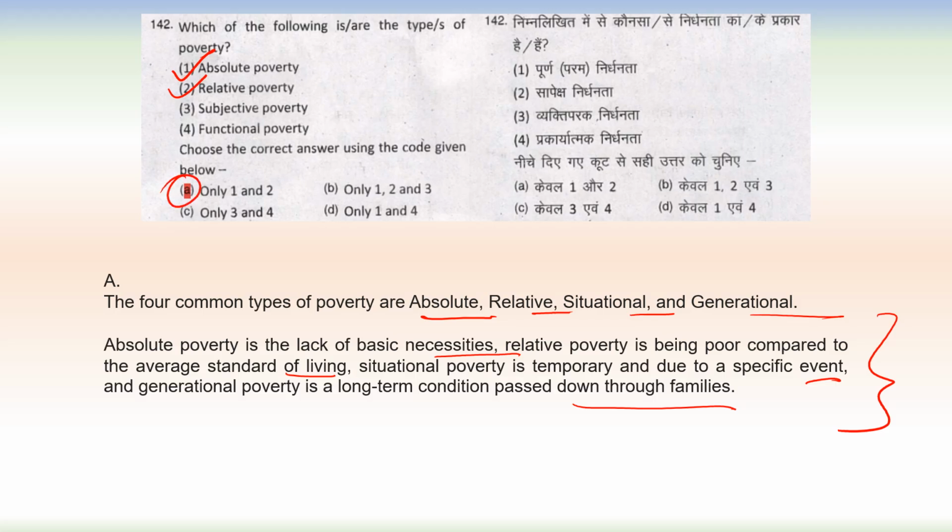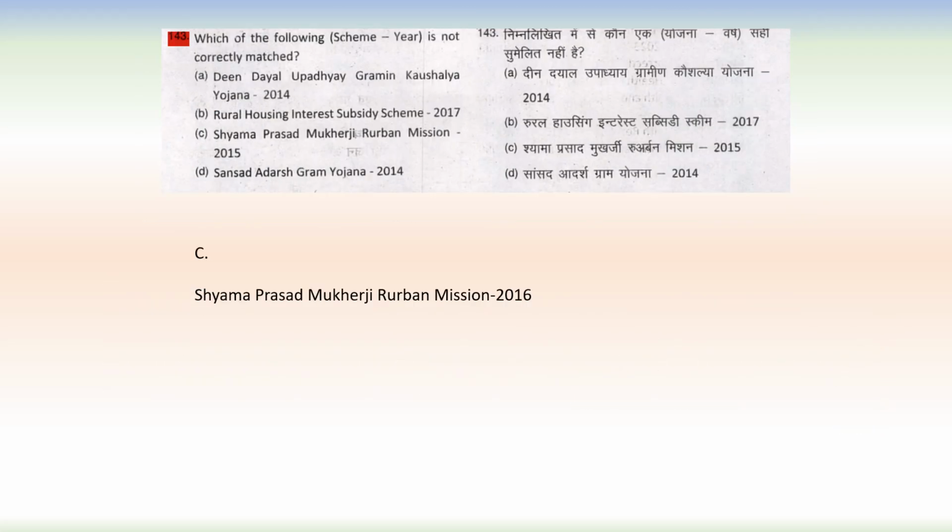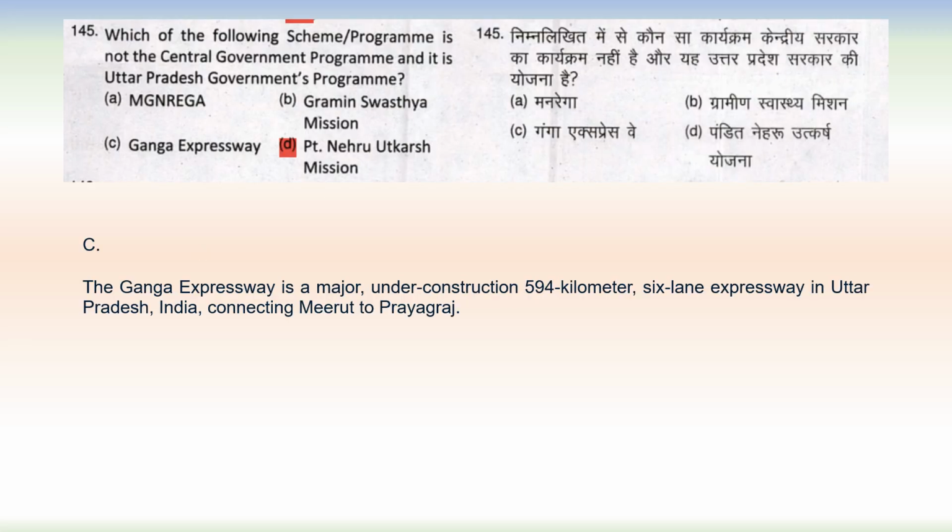Option A is correct. Next one, which of the following scheme-year pairs is not correctly matched? Deen Dayal Upadhyay Gramin Kaushalya Yojana, 2014, correct. Rural Housing Interest Subsidy Scheme, 2017, correct. Syama Prasad Mukherjee Urban Mission, 2015, no, this was launched in 2016, so this is not correct. Sansad Adarsh Gram Yojana, 2014, correct. So since C is not correct, C is our answer.